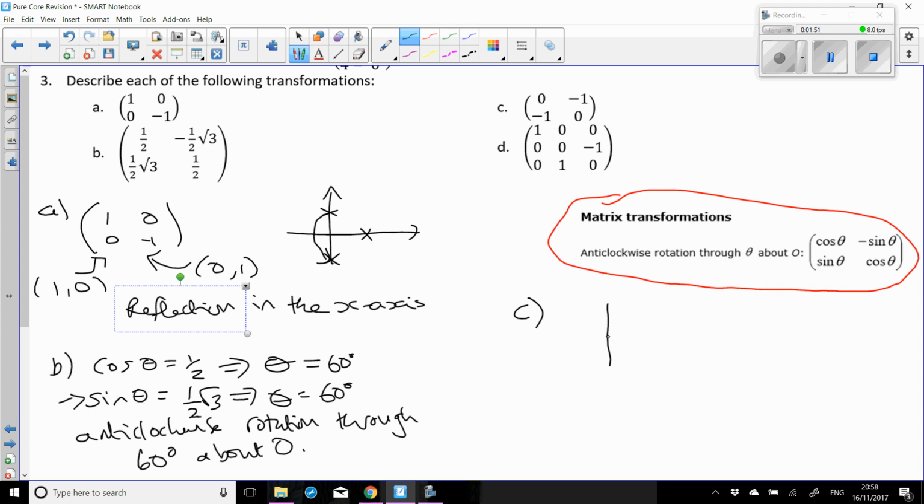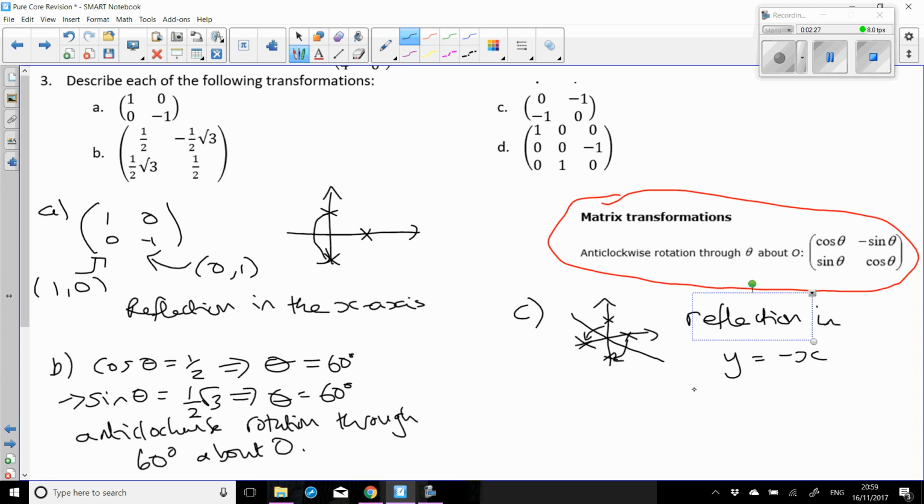Right, so then on C, we've got the point 1, 0 going to the point 0, minus 1. So that's by looking at the first column. Then we've got the point 0, 1 going to negative 1, 0. It's not a rotation, as it doesn't fit the rotation matrix anyway. So what this is, and if you look at the arrows, both going different directions, this is a reflection. This is a reflection in the line y equals negative x.